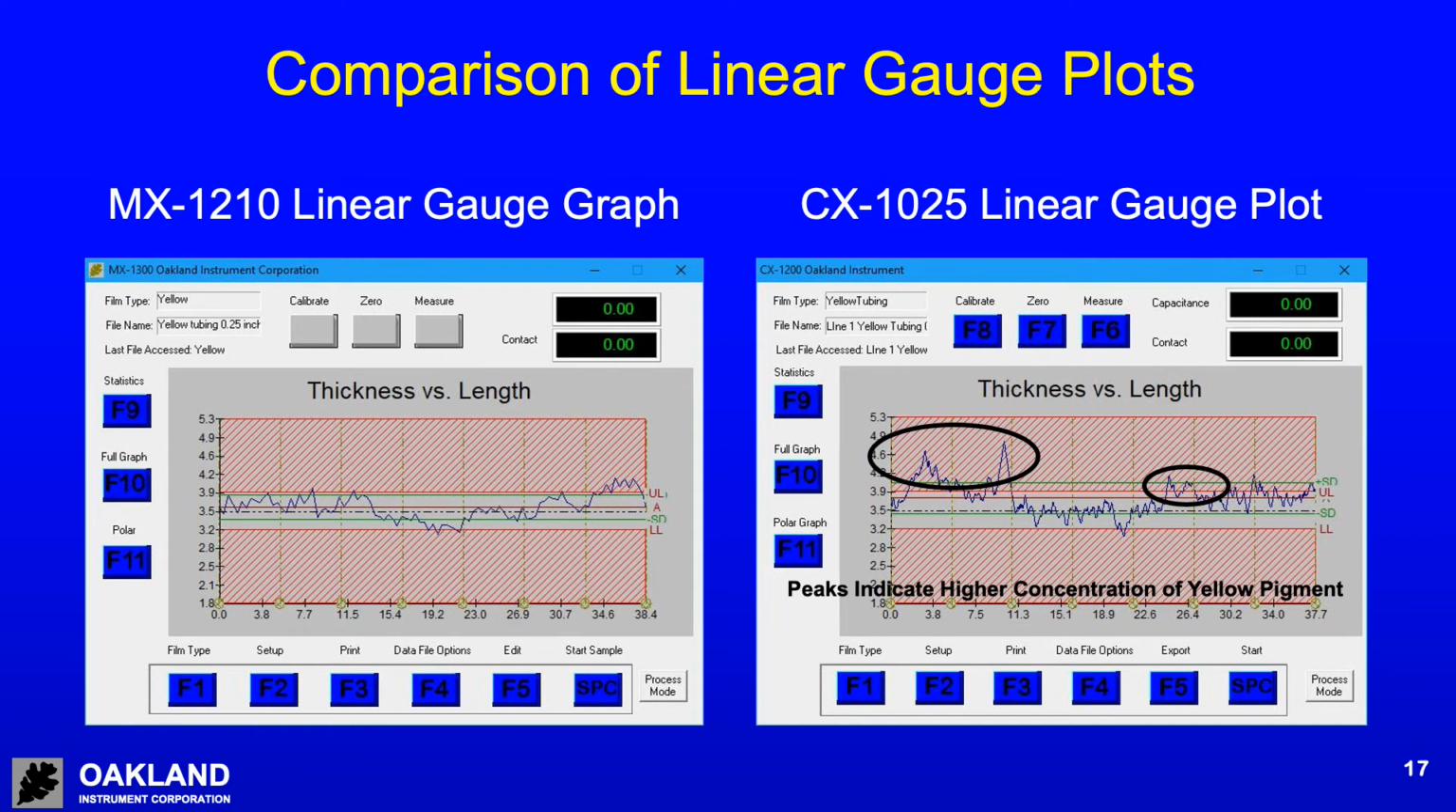So let's compare the two side by side. This is the mechanical one. This is the capacitance one. And you'll see in these regions here, there are peaks that, well, frankly, shouldn't be there. And the peaks indicate a higher concentration of yellow pigment. That's why this is happening.